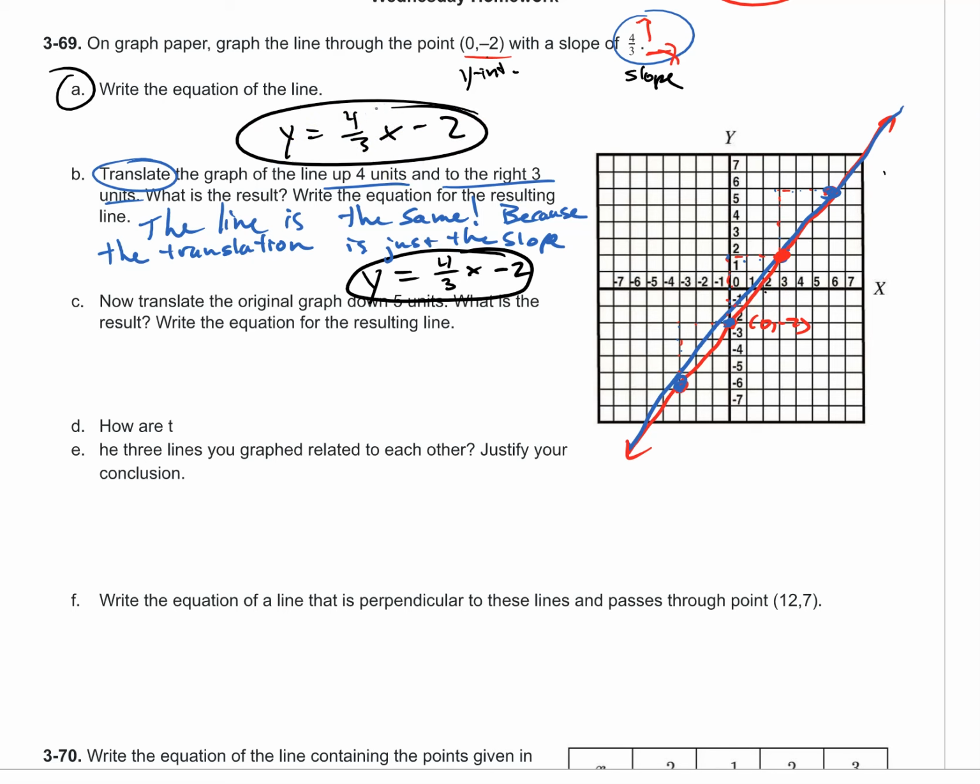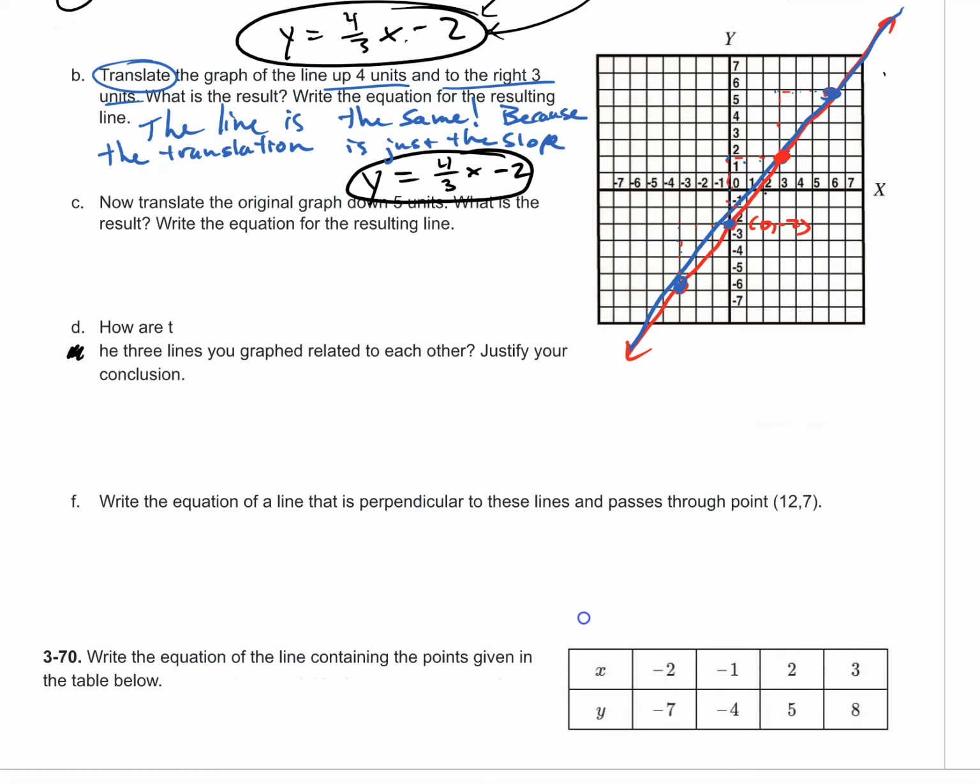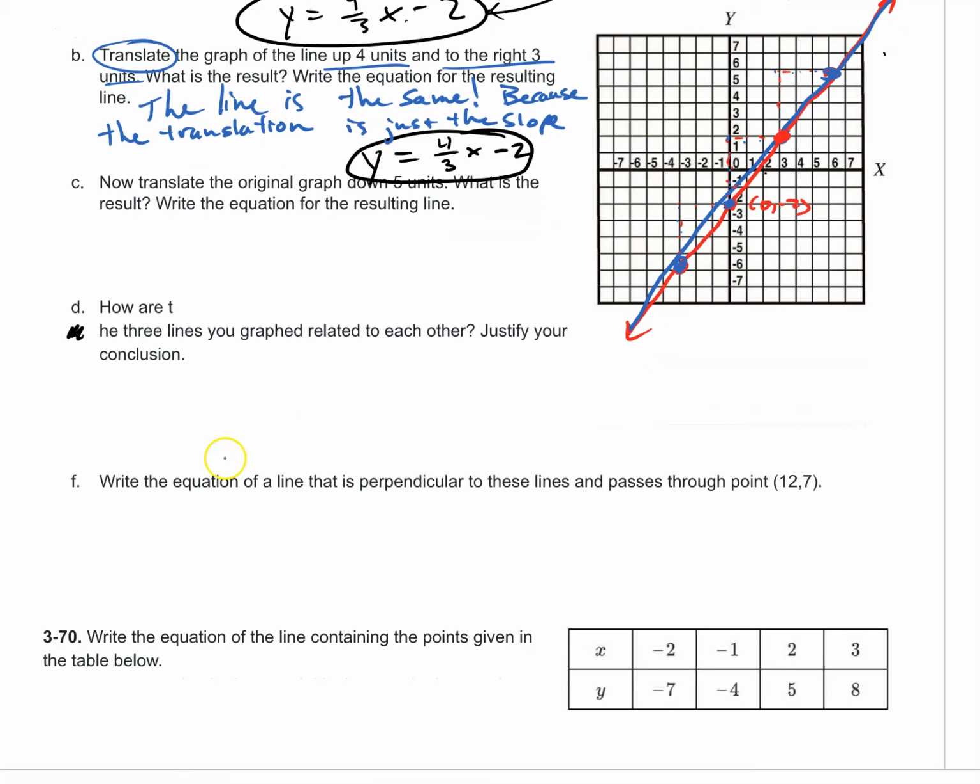So I know that I did that a little bit out of order, sorry. The original line has that equation. We translated the line, but it turns out it's the same, so the equation is the same as in part A and part B. Looks like we got a little typo here, but other than that, I will let you finish this one. Work on C, D, and E/F.